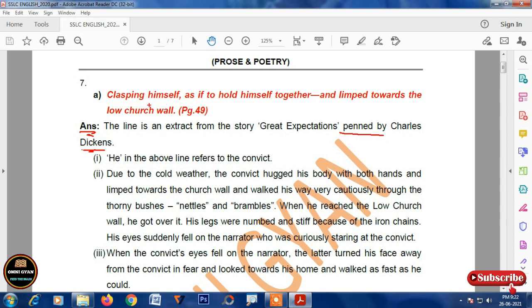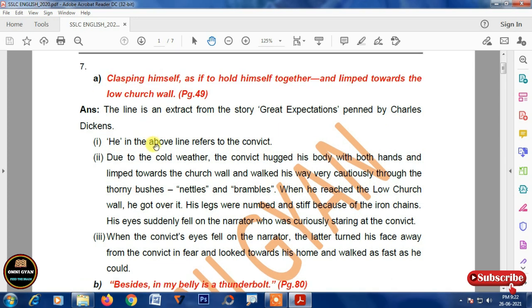Never write the question. You're not expected to write questions, you're expected to write only the answers. For reference to the context, the maximum you can do is write "clasping himself," put three dots, and then "low church wall." Only this particular thing you can write, and then go on writing down the answers, because if you go on writing questions, it will be a wastage of time, and you will not get time to answer all the questions. You're expected to answer all the questions, in fact maximum questions, and not leave out any questions in the exam.